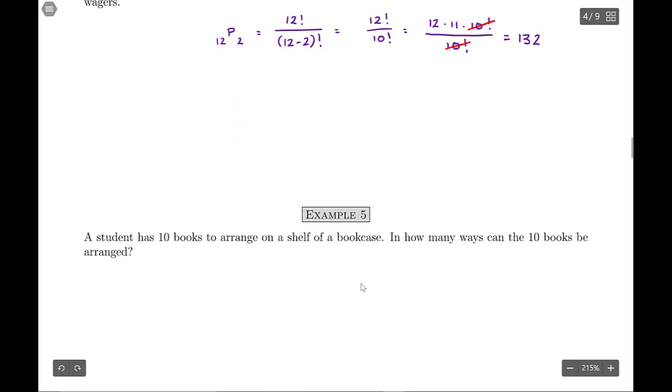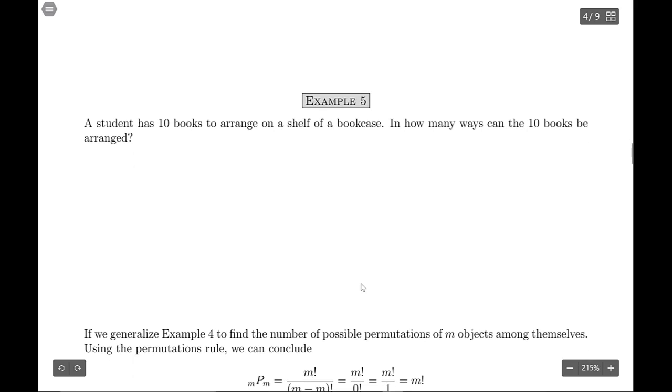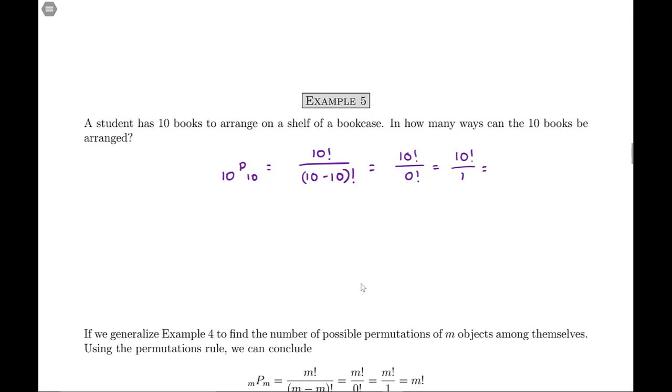With our next example, it's another permutation rule. A student has 10 books to arrange on a bookcase. How many ways can the 10 books be arranged? For this one, we're doing all 10 objects across the bookshelf. We're not just picking a select few of the books, we're looking at all of the books. So in this case, we're looking at 10 permute 10, which is 10 factorial over (10 minus 10) factorial. When we reduce that, we get 10 factorial over 0 factorial. 0 factorial is just 1.